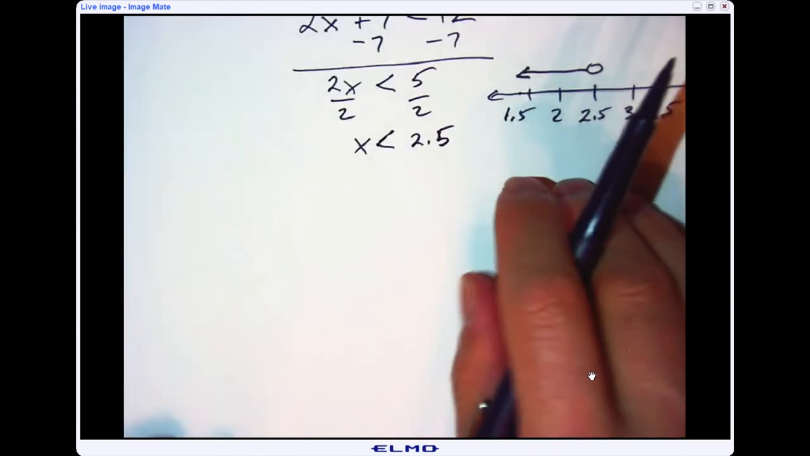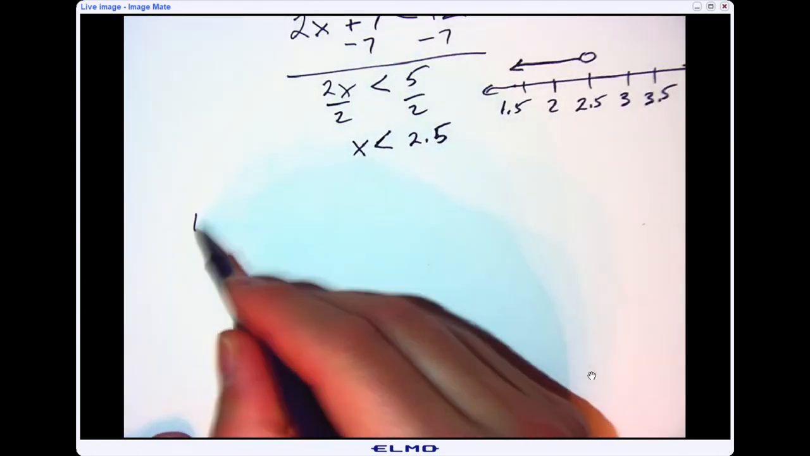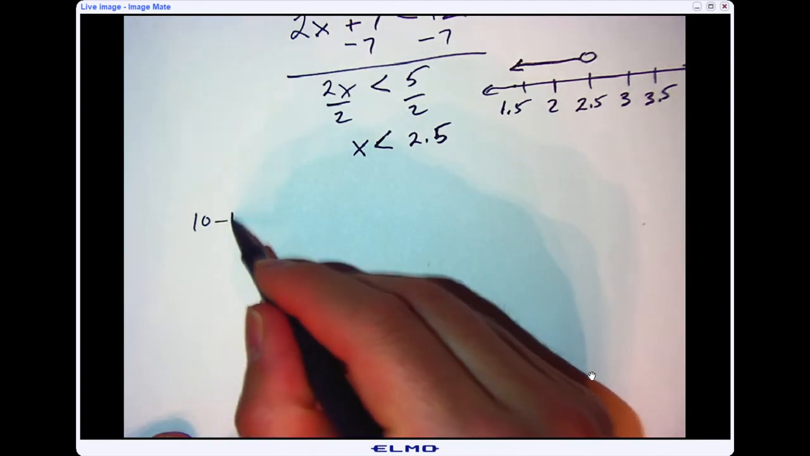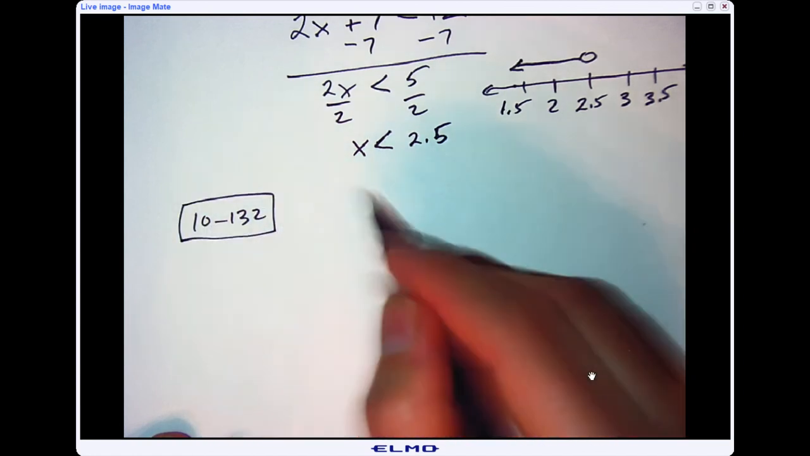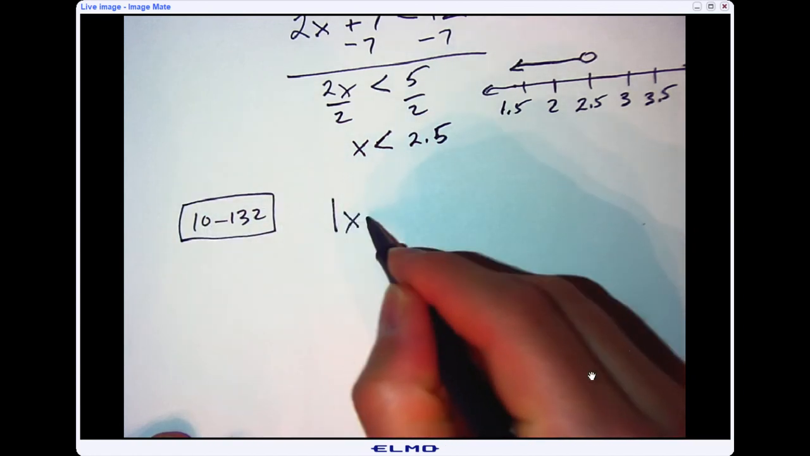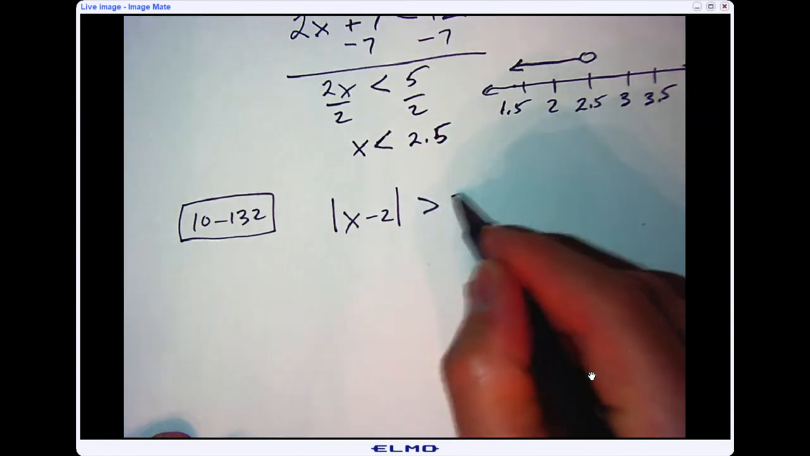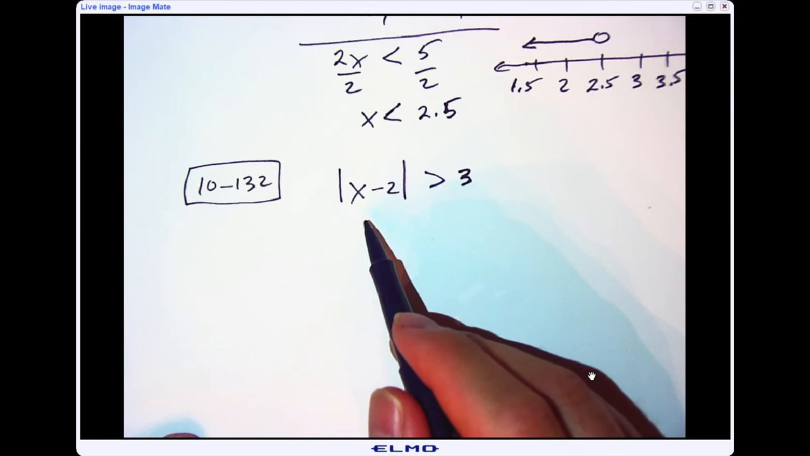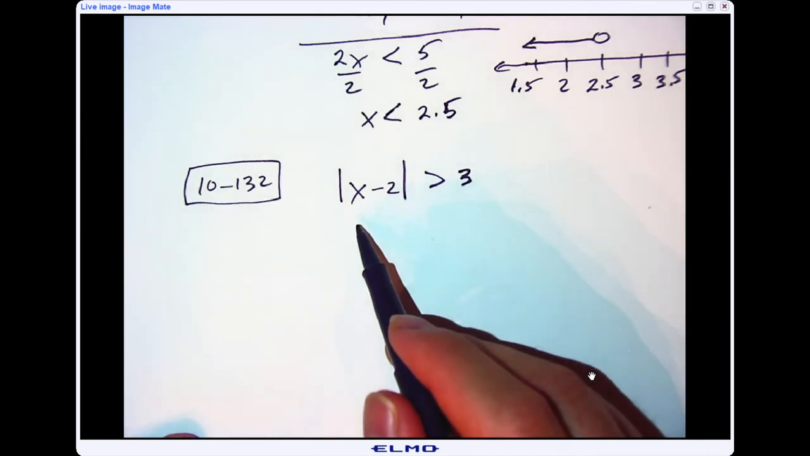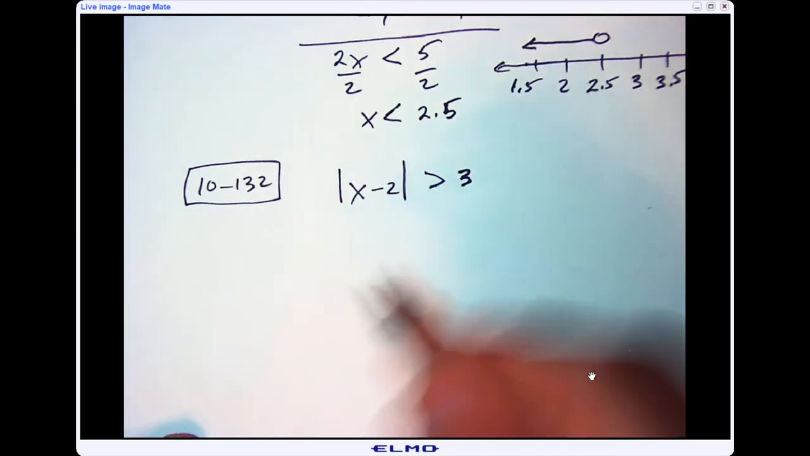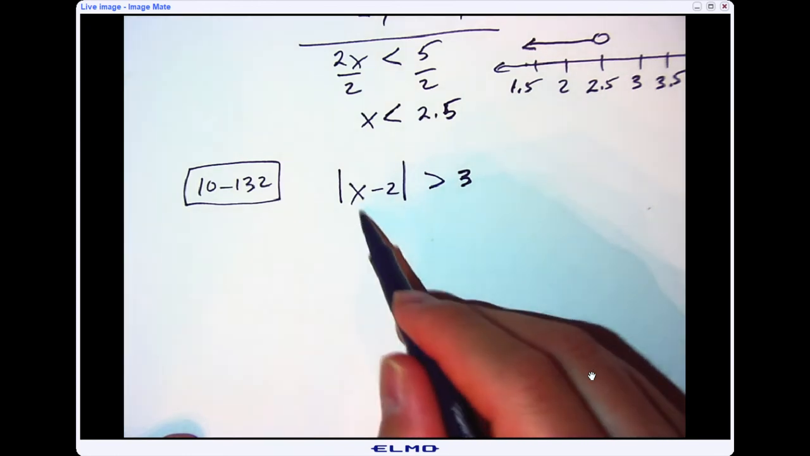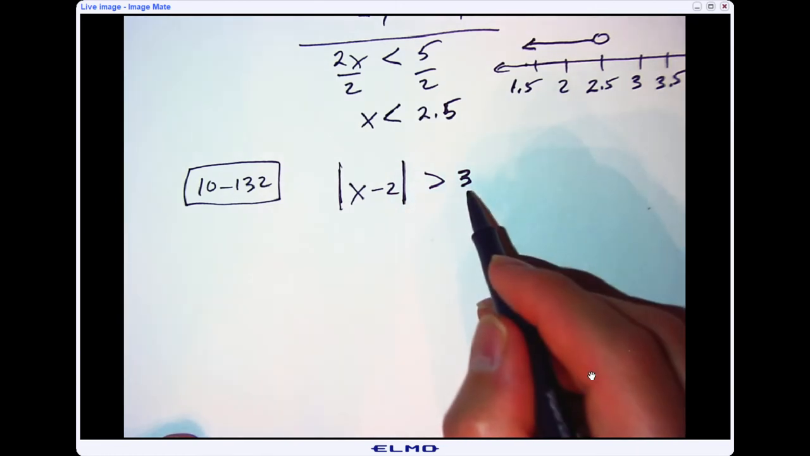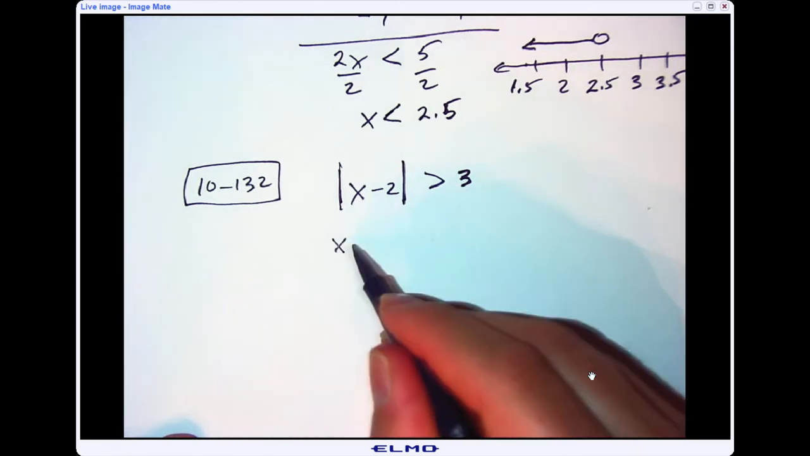Now the difference is when we get into the absolute value family. I'm going to do 10-132 as an example. The equation is the absolute value of x minus 2 is greater than 3. Remember, when we solve absolute value, because of the V-shape, you often have two answers, kind of like quadratics usually have two answers. So you want to make this side equal to plus and minus 3. I'm going to start with the first one.